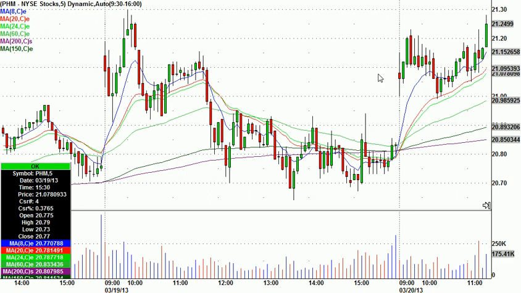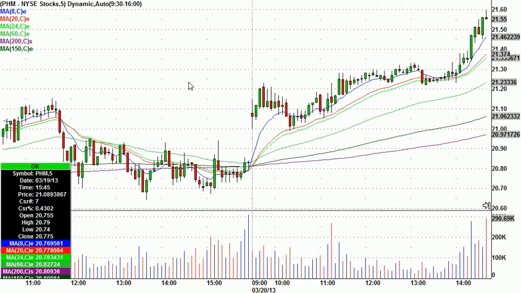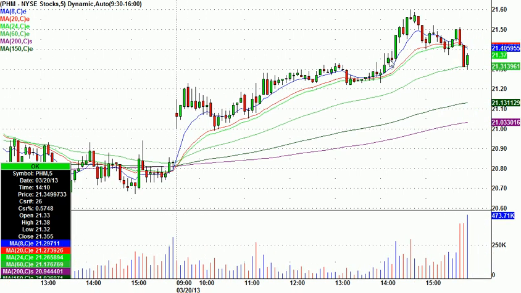Worst case stop, 21.05. Now, this didn't exactly tear it up, but it did grind higher and then got a nice push. That's that shape change that we teach members to sell into. So anyway, from 21.20 it went to 21.60, and the risk was only 15 cents.